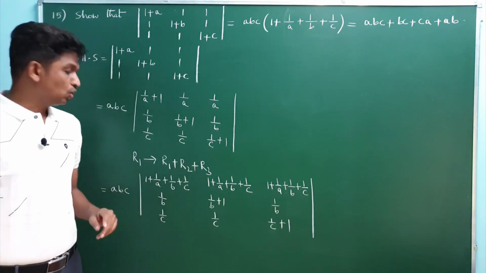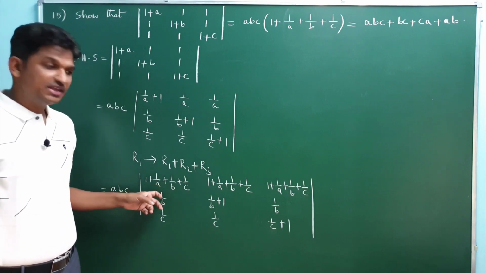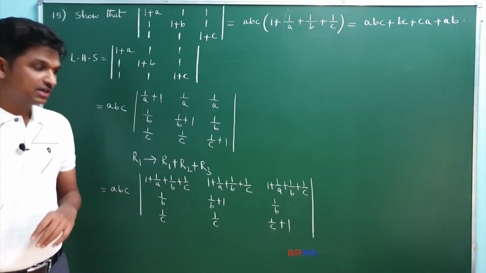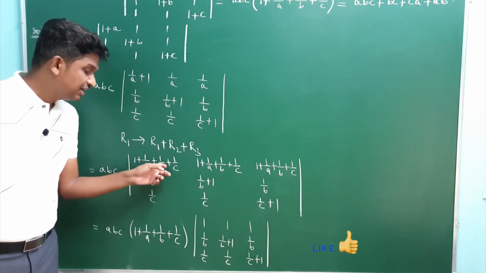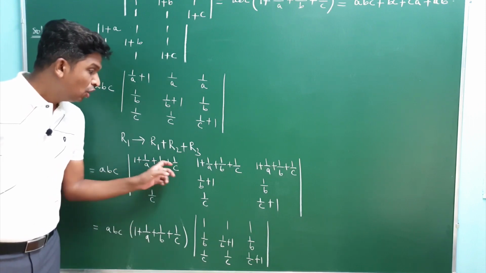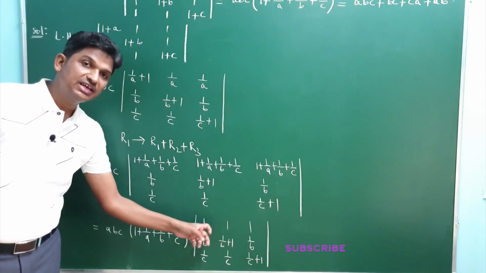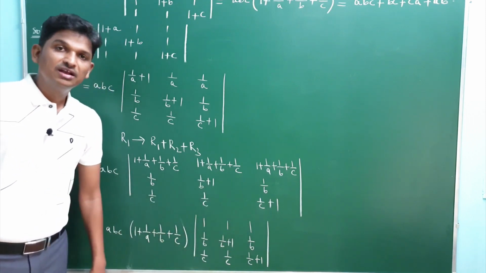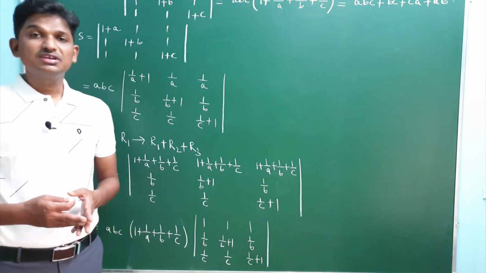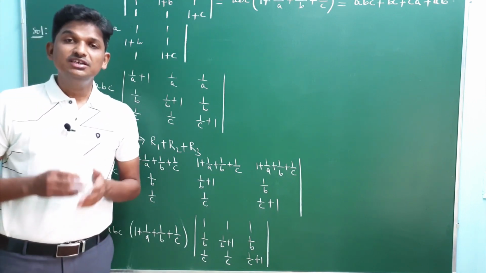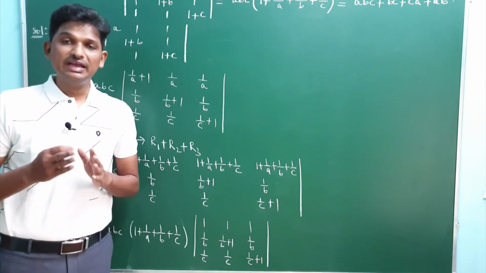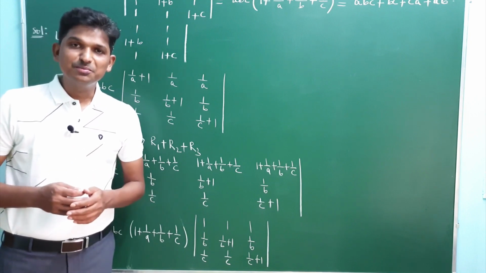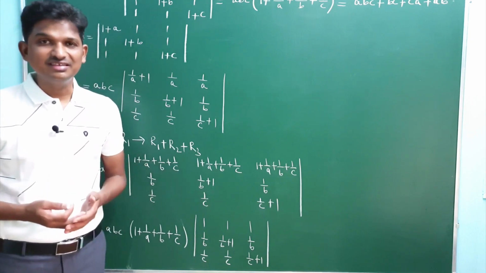Now from the first row I'll take 1 plus 1 by A plus 1 by B plus 1 by C common. So all the elements of the first row will become 1, like this: 1, 1, 1. The rest are as they are. From the beginning of the first class we are saying that in a determinant, if all the elements of any row or any column are 1, feel happy, because we can do that problem very easily.